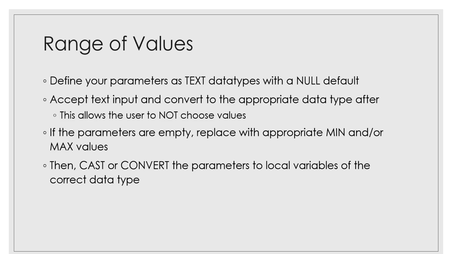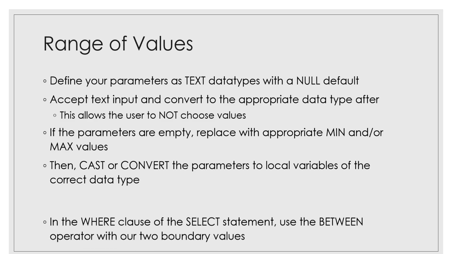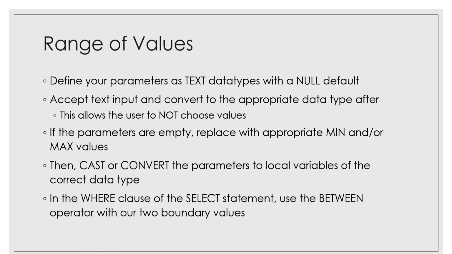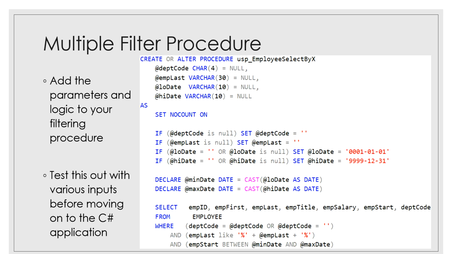Every data type, by default, always has a minimum and a maximum value, whether we're talking dates or anything else, right? So we'll cast or convert our parameters into a variable of the appropriate data type before we execute the actual select command. So the where clause will select, we use between with our two boundary values, right? So we're adding more and more filters here. We have our first two.